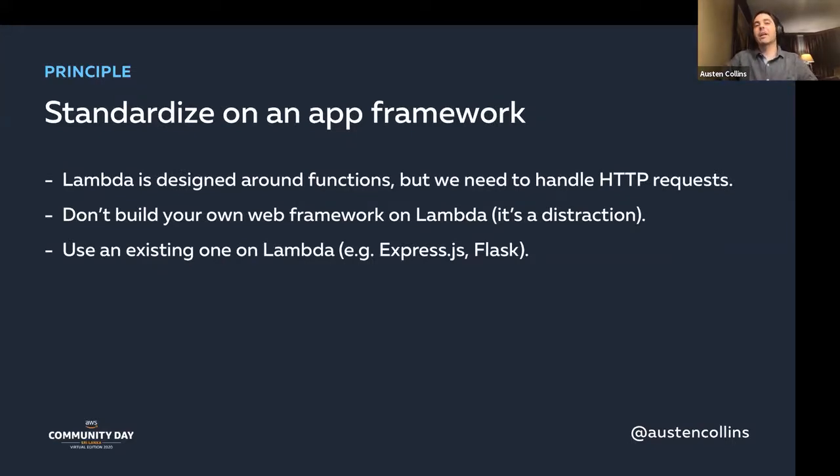Now, standardizing on an app framework, this is a big one. We worked with a lot of teams starting in 2015, going all the way to 2020 now. And one thing that you wouldn't think would be such a big deal, but that trips up a lot of teams, is that, first off, Lambda is designed around functions. That's this functional model, this single function signature, which you put all your business logic in.